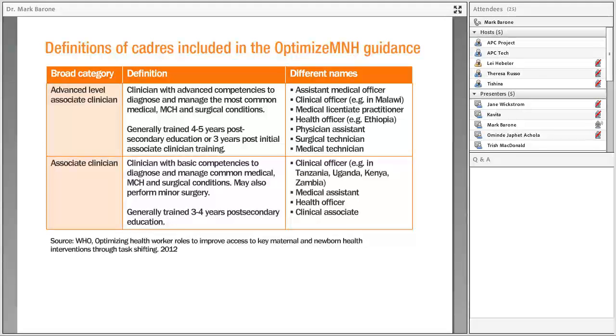You can see in the last column that there are many different names used to describe these different types of providers, and sometimes the same name might be used in different countries to describe people with different levels of qualification. And clinical officer is an example of that. So you can see in Malawi, it's used to describe somebody with more training, as opposed to the other countries listed in the associate clinician row. These inconsistencies can cause difficulty interpreting the evidence for task shifting, and one has to know the qualifications of the types of non-clinician providers participating in the study.